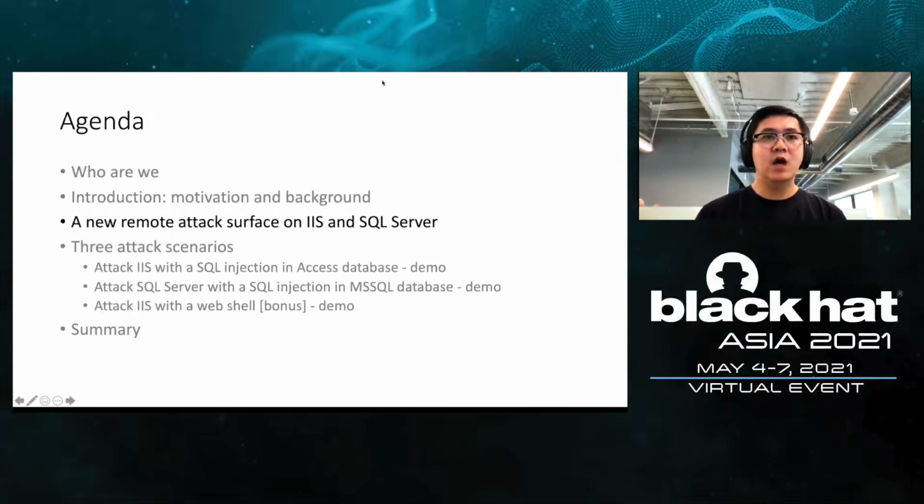Now we come to the main dish. We will introduce the new remote attack surface on IIS and the SQL Server. This chapter will detail what the new discovery is, and how SQL injection connects IIS and the SQL Server with the Jet database engine.